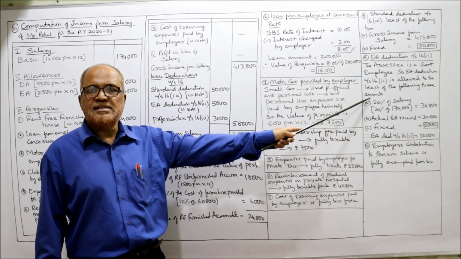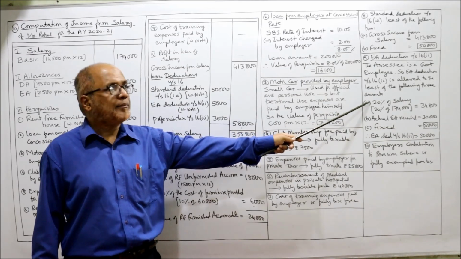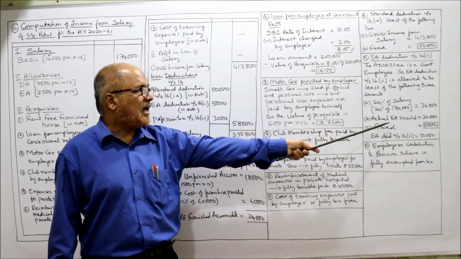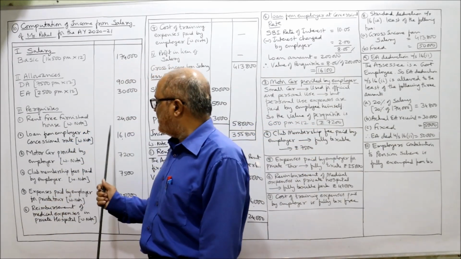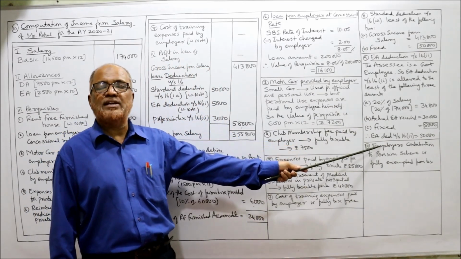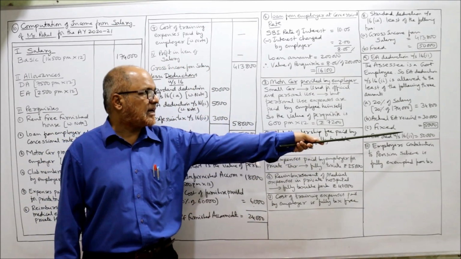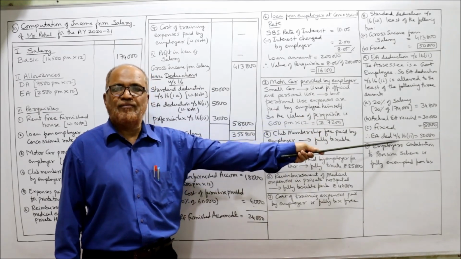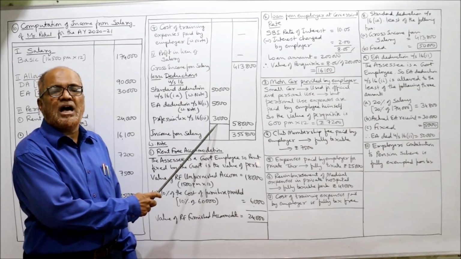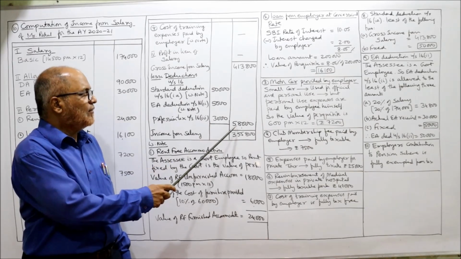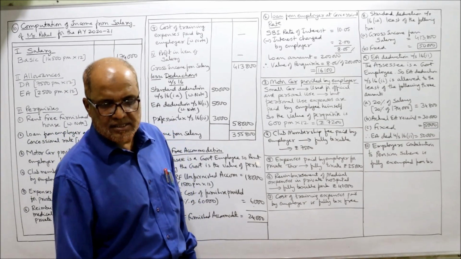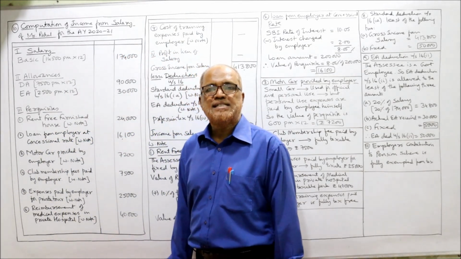What are the three amounts here? 20% of salary. Salary means only basic. Basic salary is 1,74,000, 20% is 34,800. And actual EA received is 30,000. Or the fixed ceiling given by the Income Tax Act, 5,000. Whichever is least, 5,000 is least. So 5,000 rupees. Now profession tax given in the last line, 3,000. Take the total, 58,000. Deduct it, 3,55,800. This is the income from salary.